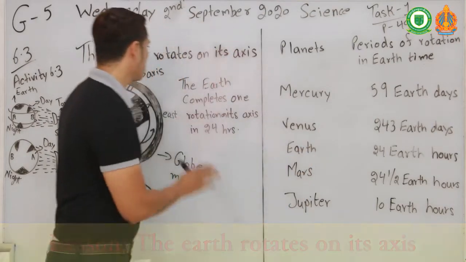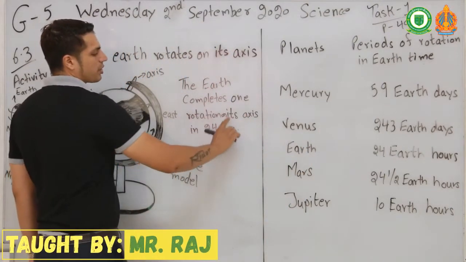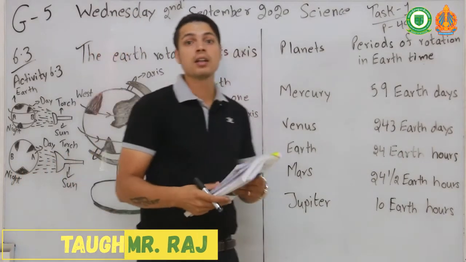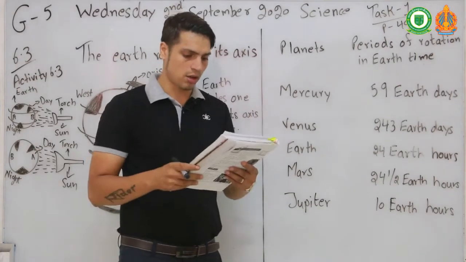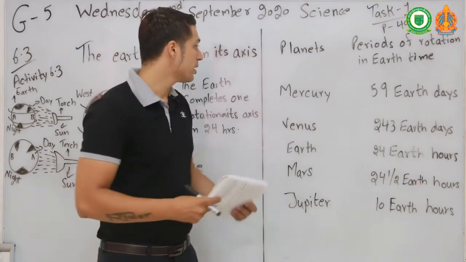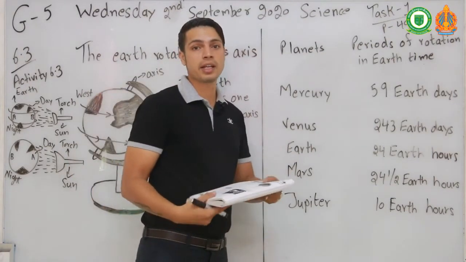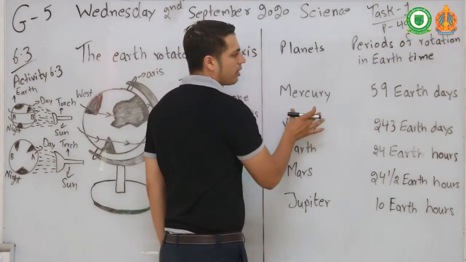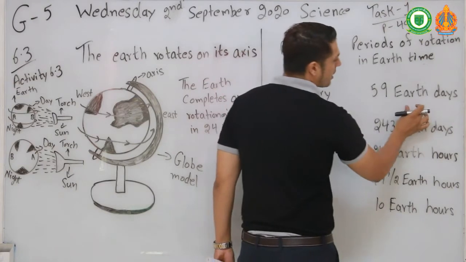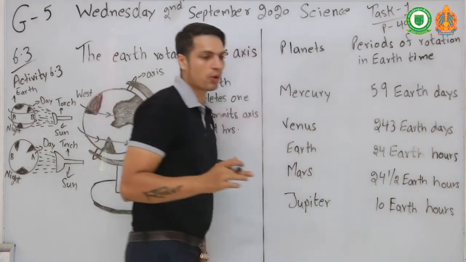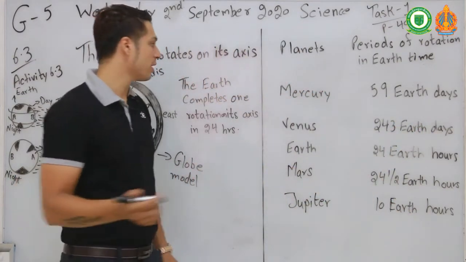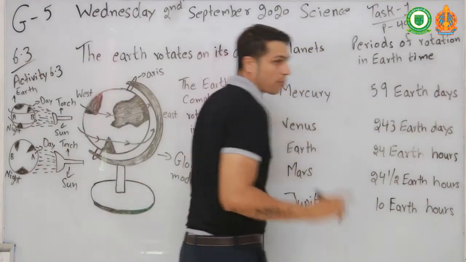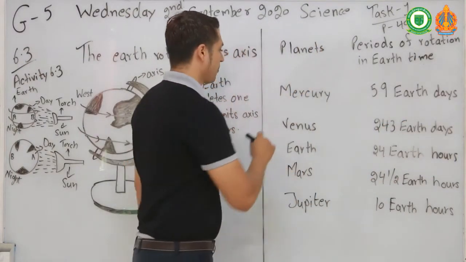Okay, so as you know, the Earth completes one rotation on its axis in 24 hours. So all the planets rotate on their own axis. And how long do they take to complete one rotation? Have a look at here. Mercury takes 59 Earth days, so that means nearly 2 months. Mercury takes 59 Earth days to complete one rotation.